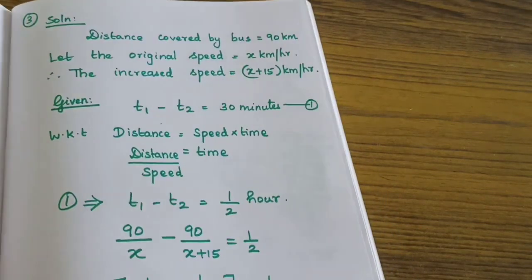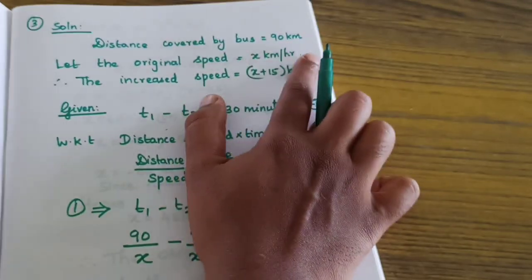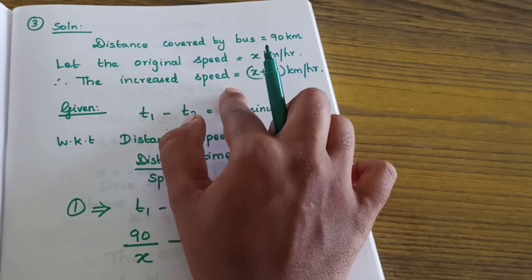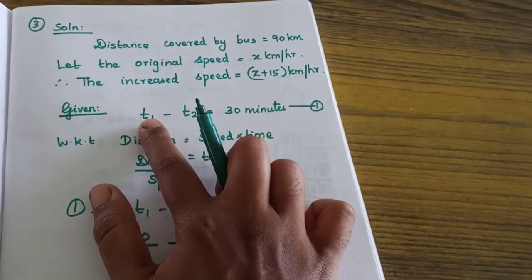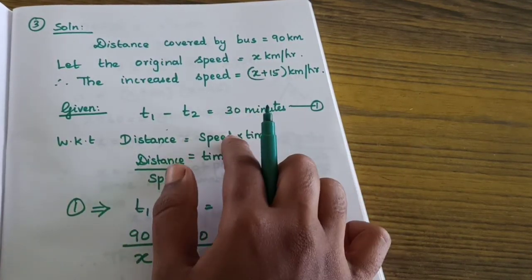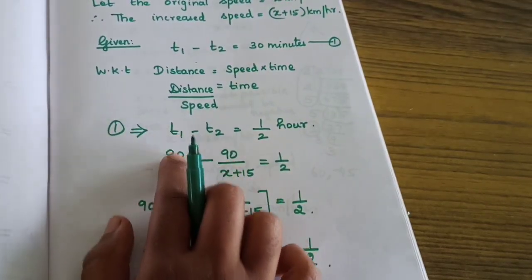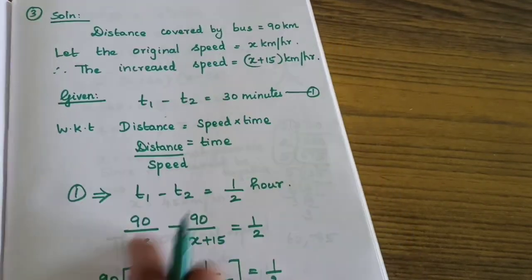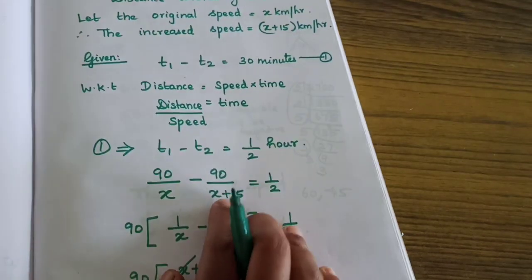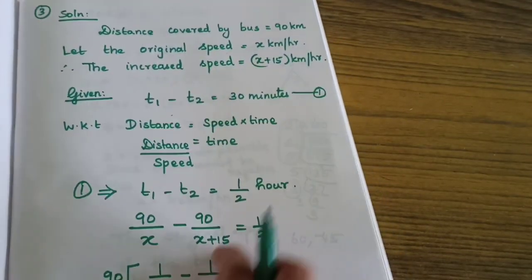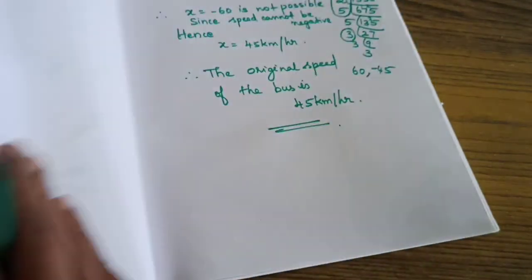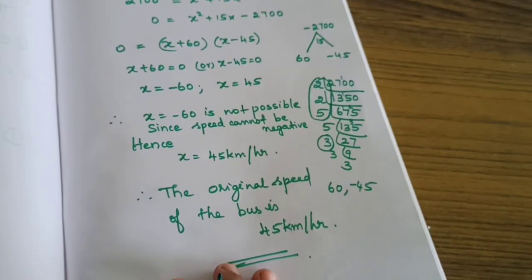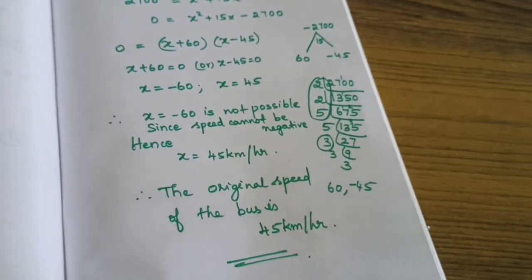So once again recollect this. First the distance 90 kilometer given, then original speed and increased speed we need to write. If the speed increases, there is a time difference. So time 1 minus time 2 is equal to 30 minutes. Then we need to apply the formula. Time 1 means distance by speed 1. Speed 1 means first speed, original speed. And time 2 means distance by speed 2. Speed 2 means increased speed. After that we need to do like this. Then we will get the answer. Original speed of the bus is 45 km per hour. Okay. Shall we move to the next problem?